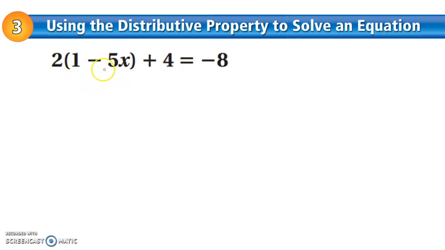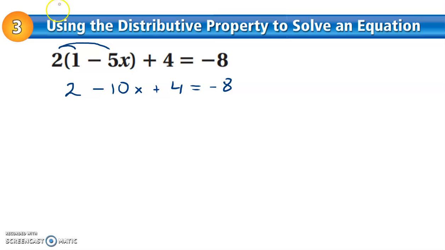All right, and here we have some grouping symbols, in this case parentheses. Get rid of parentheses first. Distributive property says 2 times 1 is 2. 2 times -5 is -10x plus 4 is equal to -8.